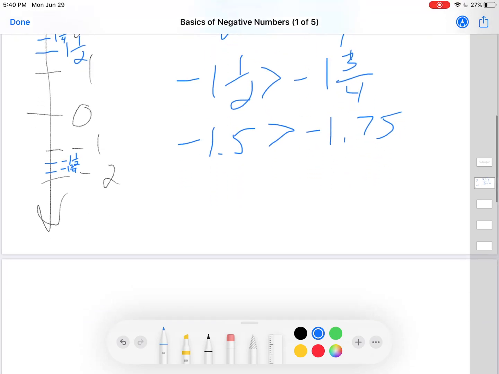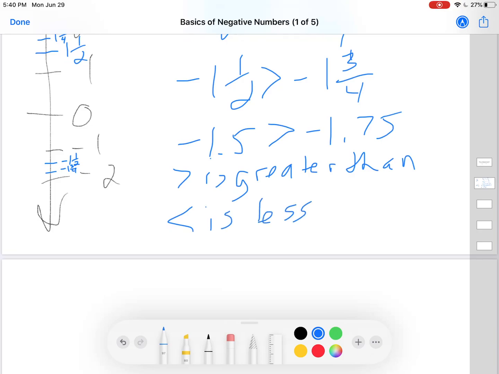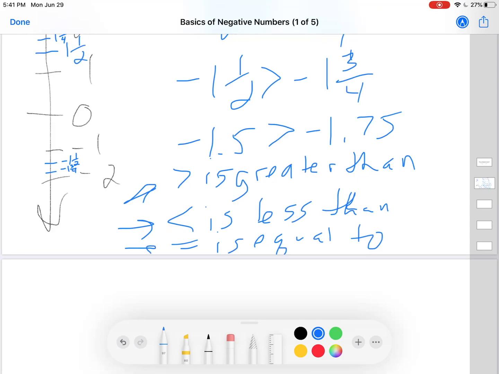By the way, there are 3 ways to compare. This symbol means is greater than, and this symbol means is less than, and this symbol is equal to. Okay. Don't get those confused. There's lots of ways to remember. I don't care what way you use to remember, but remember. This one is greater than, this is less than, and this is equal to. Okay, so that's easy enough.